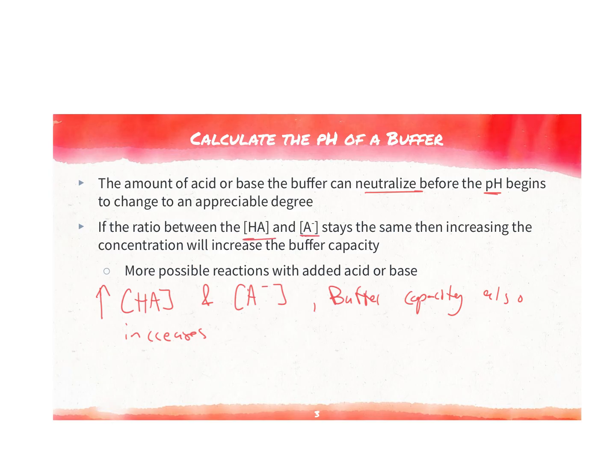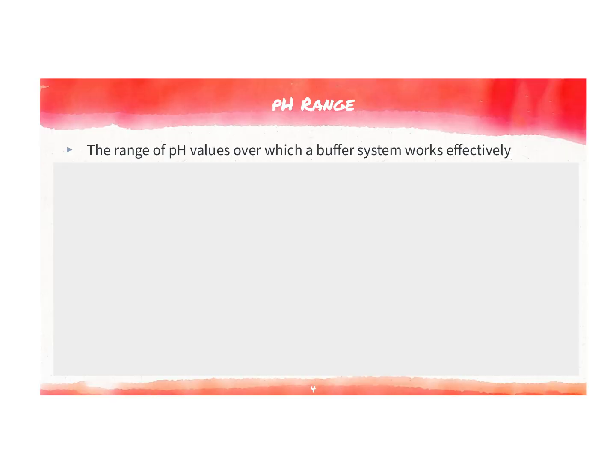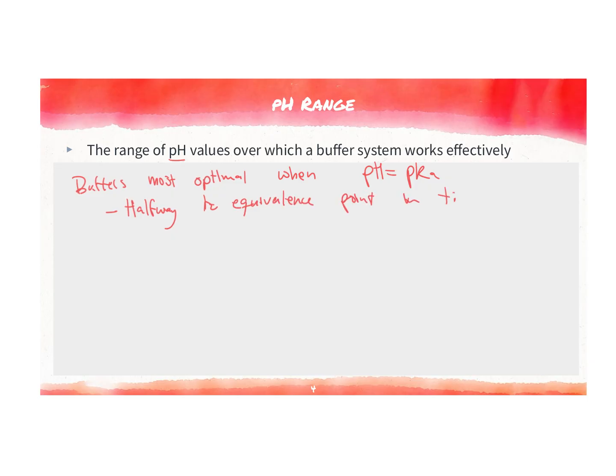And so the more HA and A minus that are in there, the more my buffer can actually resist pH change, as long as I increase both of them together. Now, the pH range is the range of pH values where a buffer system actually works effectively. Now, buffers are most optimal when pH equals pKa. Now, if you remember, this is about halfway to the equivalence point in a titration. So around that point is when our buffer works the best.